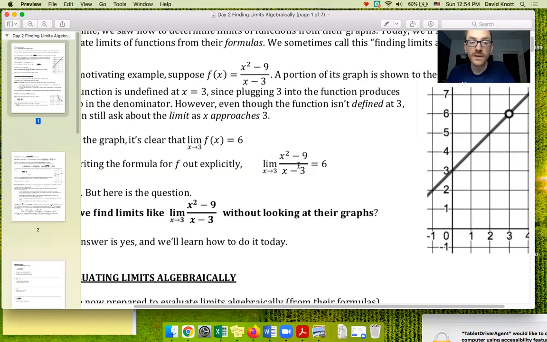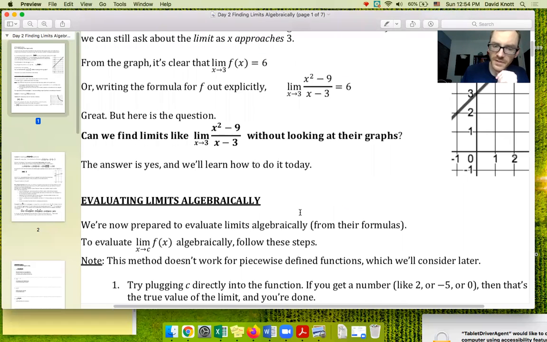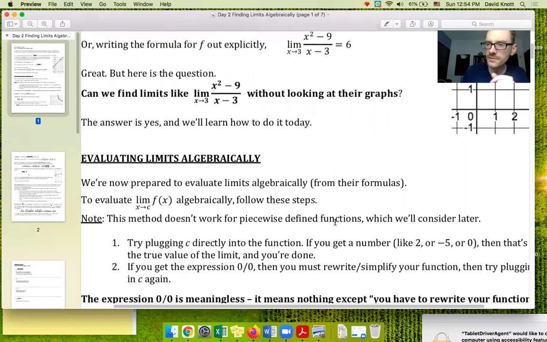So anyway, how do we find limits like these without looking at the graphs? In other words, how do we find limits just by looking at the formula for a function and not the graph? That's the question for today. How do we do it? There's not a lot to it.